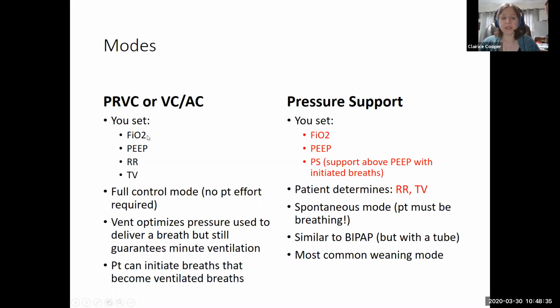In PRVC, you set the FiO2, PEEP, respiratory rate, and tidal volume, as you've seen very well now. With pressure support, you still set FiO2 and PEEP. That's a given for pretty much anything you do. However, instead of respiratory rate and tidal volume, you set a pressure support. You can think of this as BiPAP, except with an endotracheal tube or tracheostomy in place. So with each breath the patient initiates, a certain amount of support is provided above the PEEP, but they determine how much tidal volume they're going to get as a result, and they determine their respiratory rate.